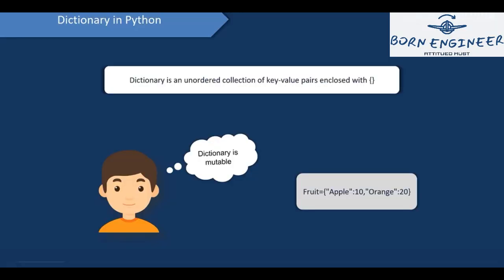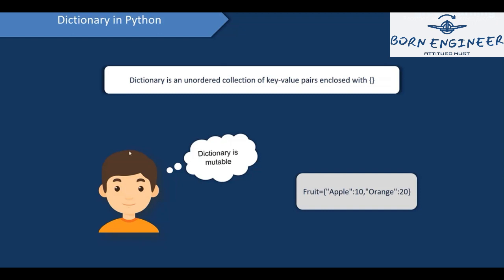We'll head on to the next data structure, which is a dictionary. A dictionary is quite different when we compare it with a tuple or a list, because it is an unordered collection of key value pairs. List and tuple were an ordered collection, but a dictionary is an unordered collection, and this unordered collection is enclosed within a pair of curly braces. Also, a dictionary is mutable. This means that if you create some elements inside this dictionary, you can go ahead and modify it.